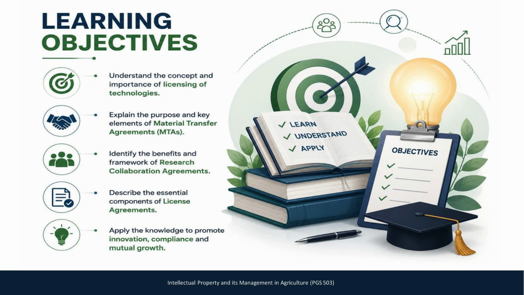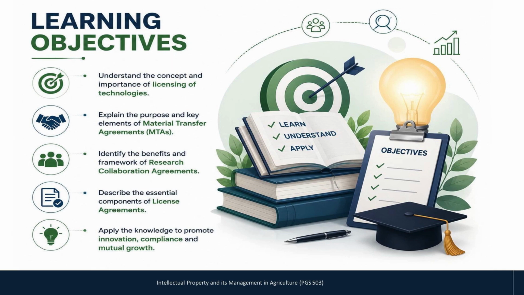The next objective is know the specifics of license agreements. We will also understand the important elements involved in a license agreement. Finally, explore practical agricultural applications. This will help us relate these concepts to agriculture and real-world technology transfer. Now, let us understand the introduction to IP commercialization.